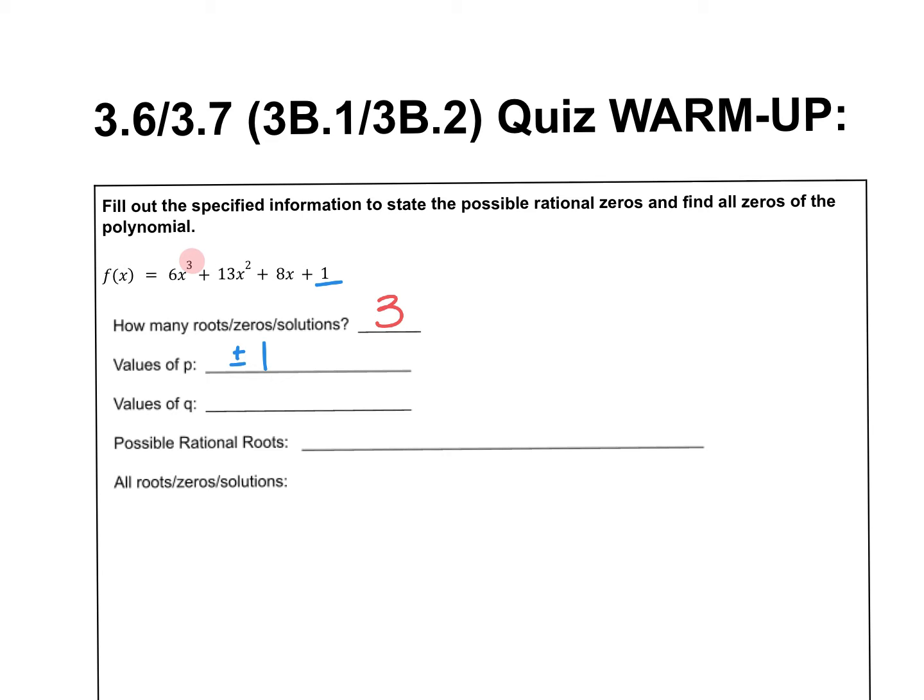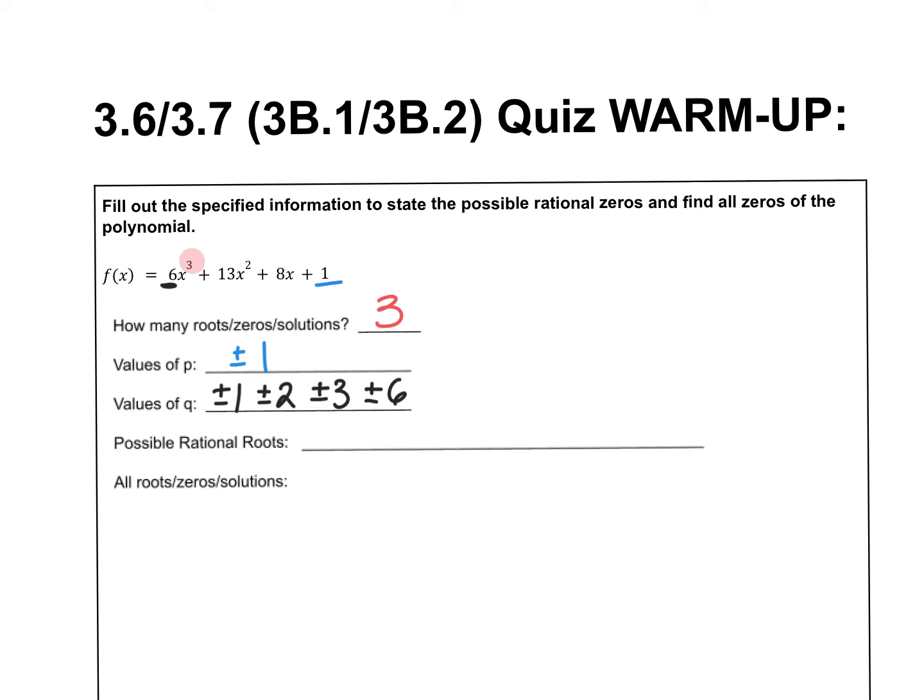Then we go on to q. Remember that q is the leading coefficient, okay? So that is the number in front of the leading term. In this case, it's 6. So same thing, we just want to think about all of the factors of 6. So we know 1 will go into 6, 2 will go into 6, 3 will go into 6, and of course 6 will go into 6, okay?